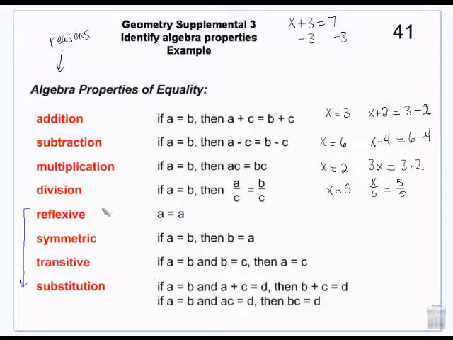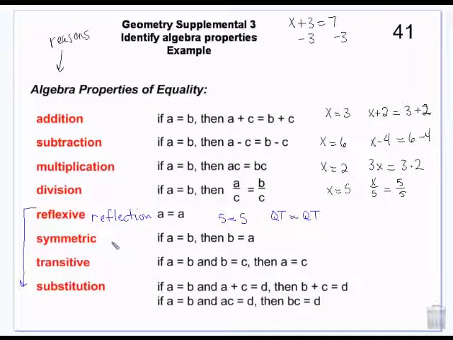And the way you can remember reflexive property is it's like a reflection. It is the same thing on both sides. A equals A. 5 equals 5. A side, QT, or equals QT. As long as they're identical, it is the reflexive property. Okay?